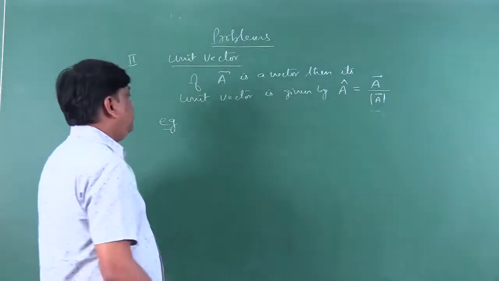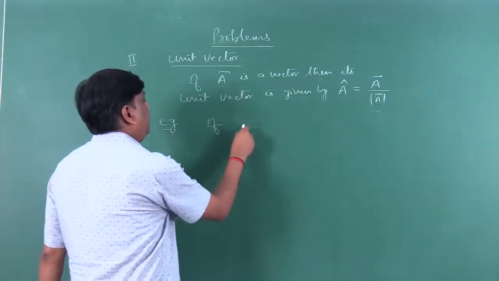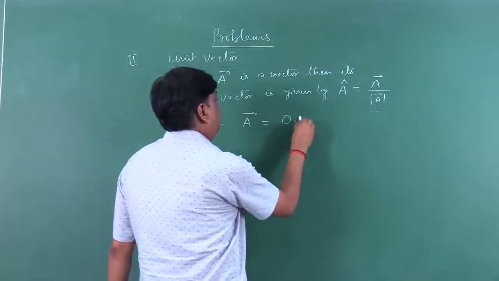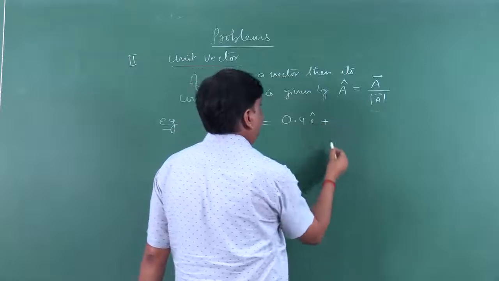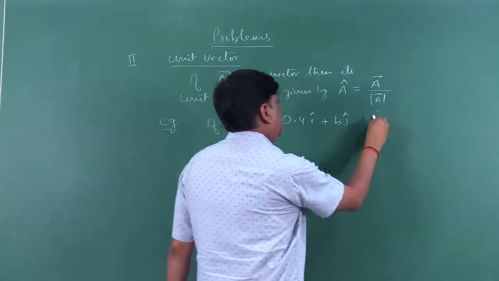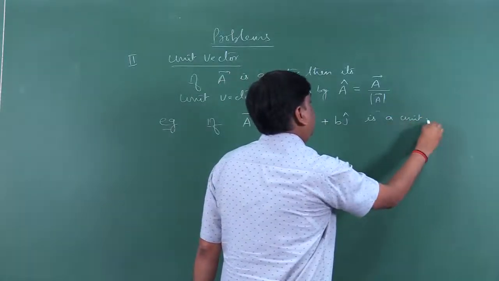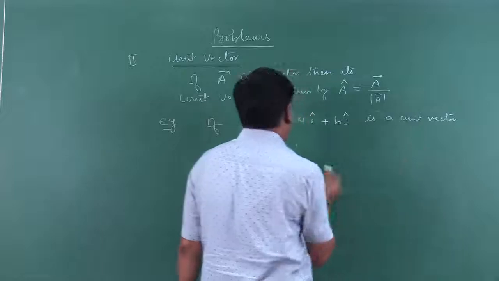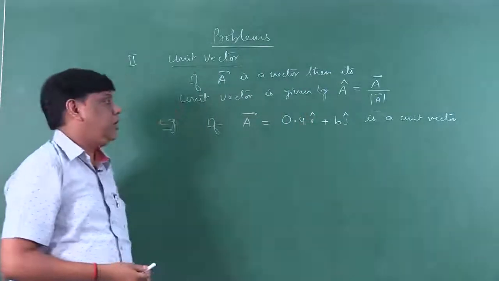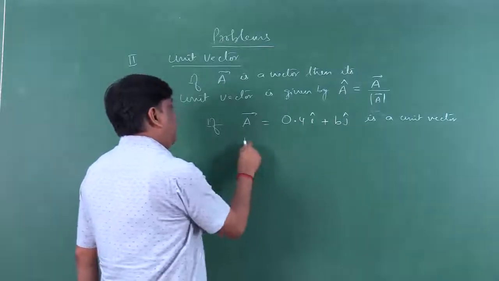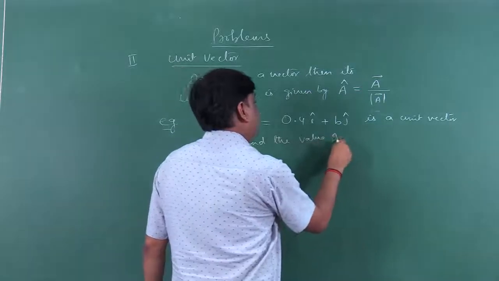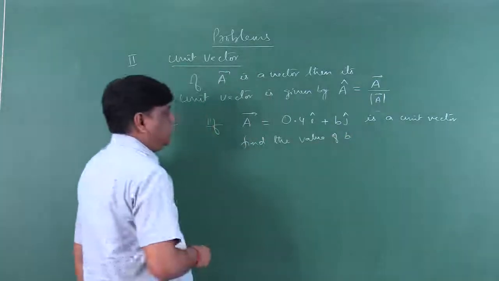let us say we have another example कि if vector A equal to 0.4 i cap plus b j cap is a unit vector. क्वेश्चन बोल रहा है कि ये वेक्टर बेटा एक यूनिट वेक्टर है. Obviously it is not denoted by a cap, but it is assumed कि this vector is a unit vector and problem is find the value of b. तो b का वैल्यू कितना होगा, करेक्ट.